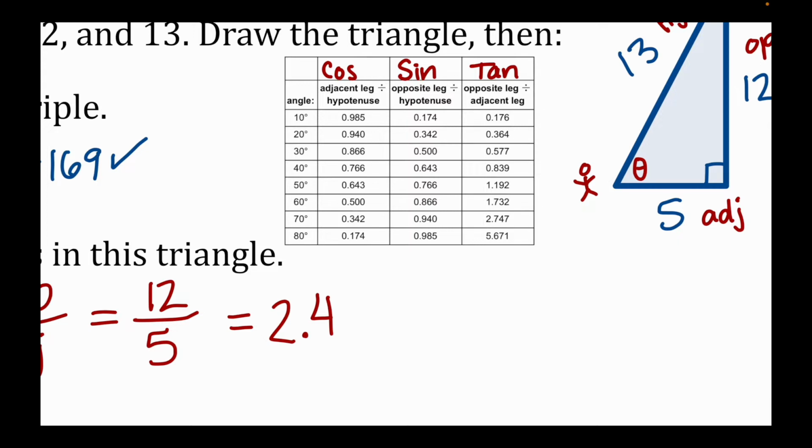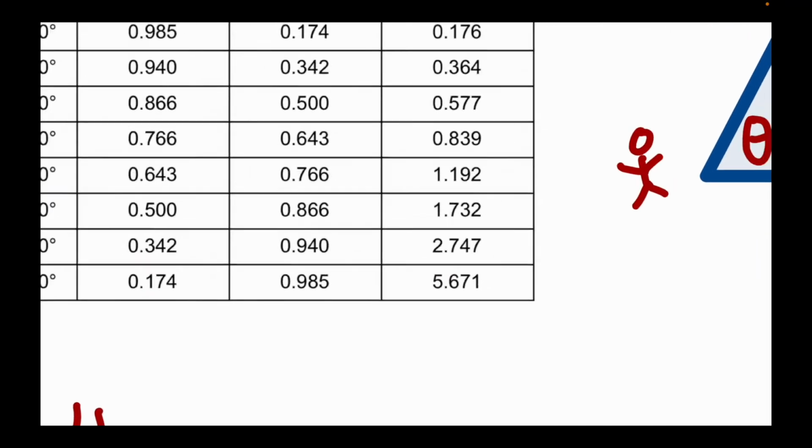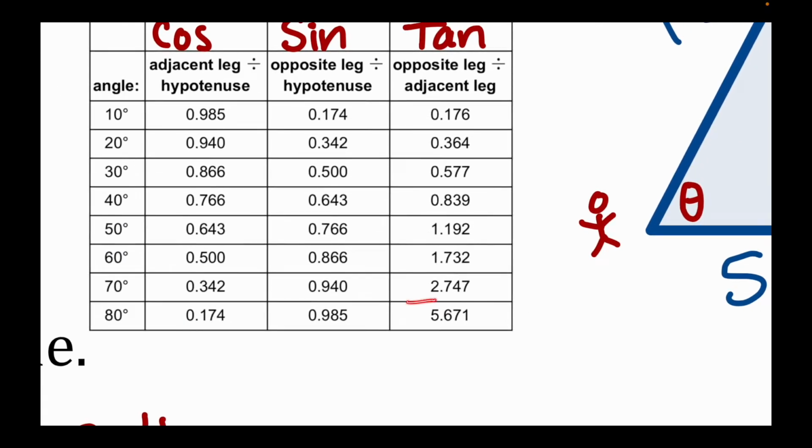Now I am looking for 2.4 to show up here. I see it starts really small and it ends at like 5. So the closest thing I see is 2.7. But it's not going to be in between 2.7 and 5. It's actually going to be in between here because we have 2.4 between 1.732 and 2.747. So that is between 60 and 70 degrees.